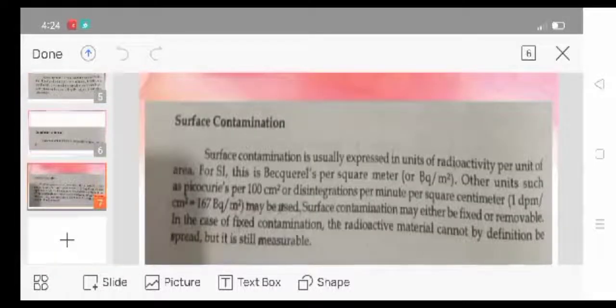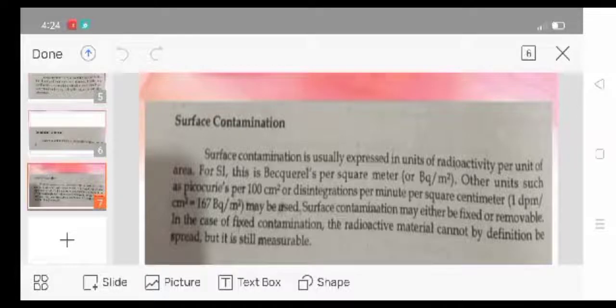Last is surface contamination. Surface contamination is usually expressed in units of radioactivity per unit of area. This is becquerels per square meter. Other units such as picocuries per 100 square centimeters or disintegrations per minute per square centimeter may be used.